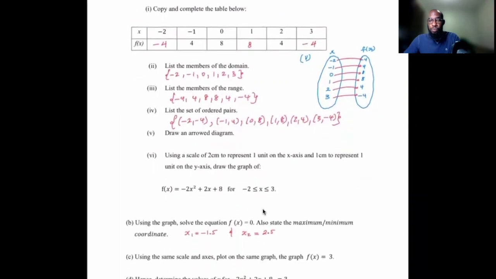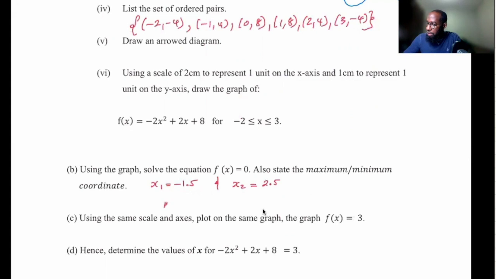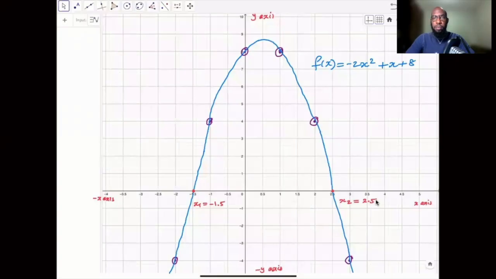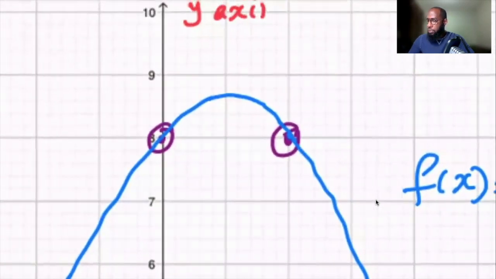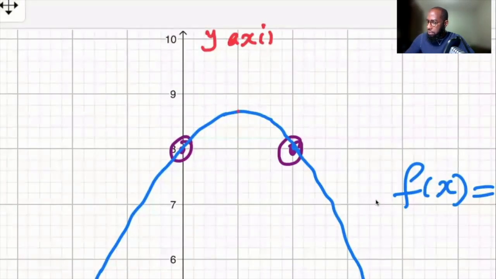So we will say maximum point, and then you look on the graph to see what it is. The maximum point here is right here. This is the maximum point. So the graph is going up, going up, going up until it reaches the highest point, and then it starts to go down.